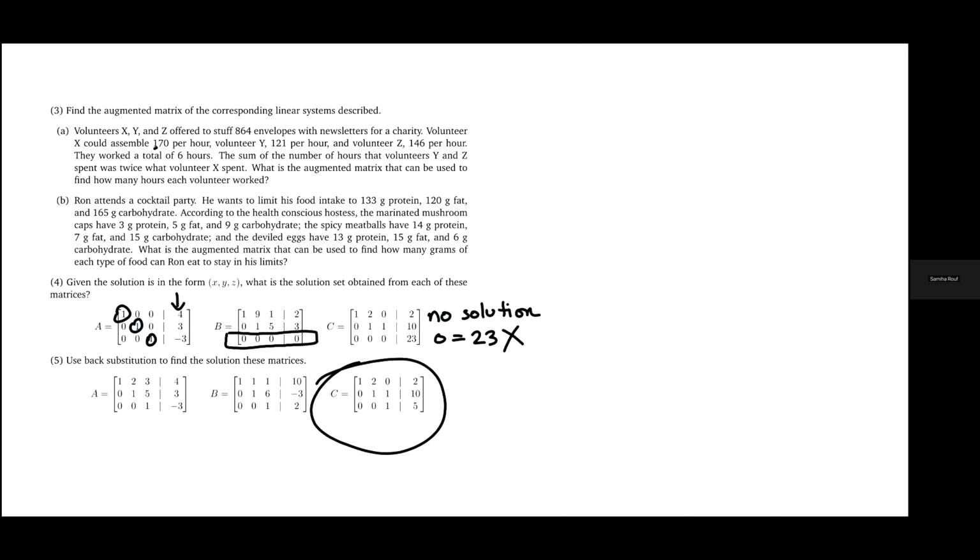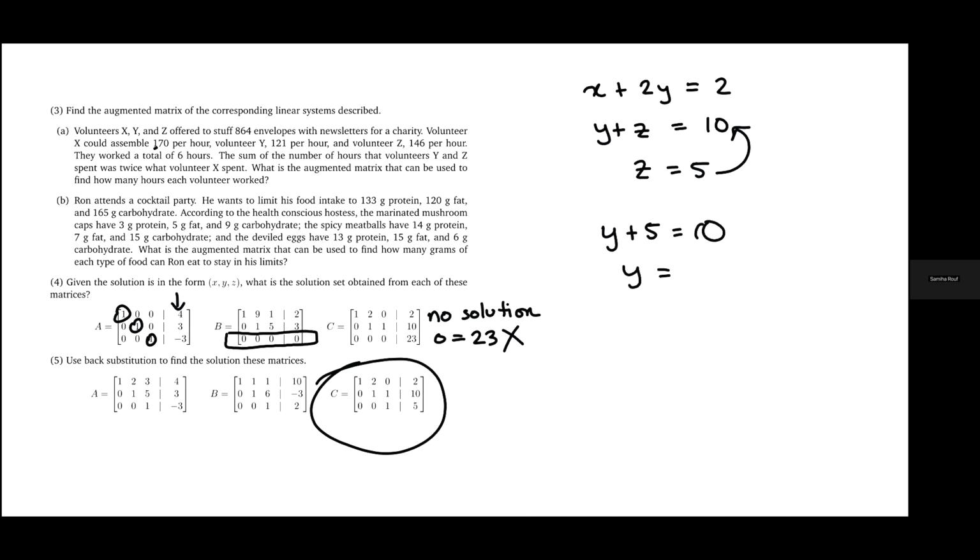Okay, so for C, what we could do is convert these matrices back into equations. So we get x plus 2y plus 0z, so there's no z in this case, equals 2. The second equation would be y plus z equals 10, and the third equation is z equals 5. So back substitution, since we already have z equals 5, we could plug that into the second equation, y plus 5 equals 10. So y is equal to 5.